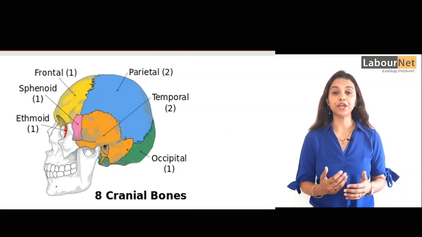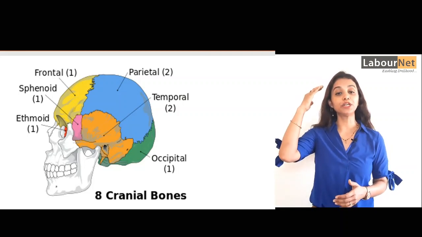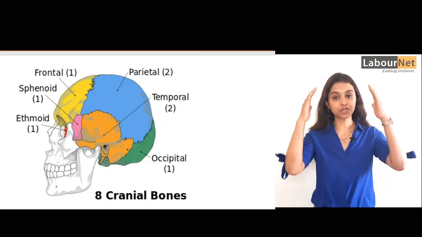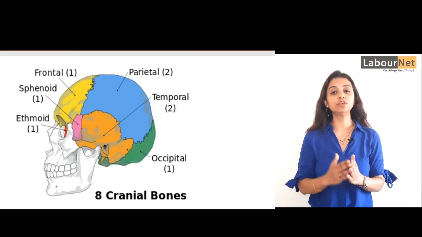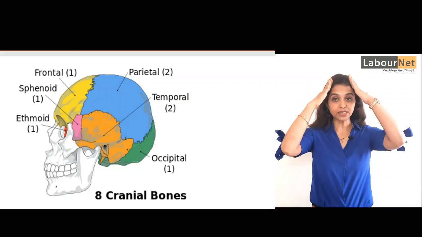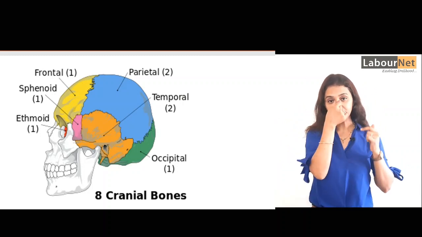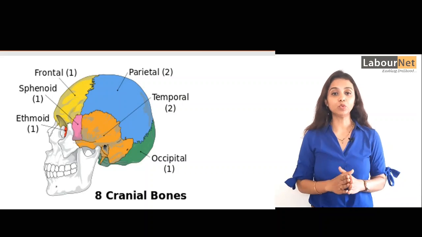Now let's study cranial bones. Part of the top portion of the skull which protects the brain are the cranial bones. Your skull provides structure to your head and face. The bones of the cranium include frontal, parietal, occipital, temporal, sphenoid and ethmoid bones. There are total 8 cranial bones, each with a unique shape.